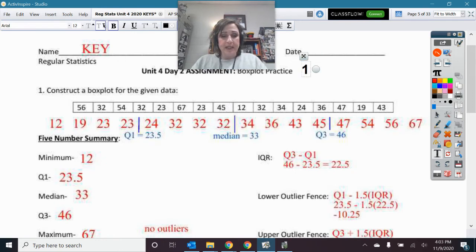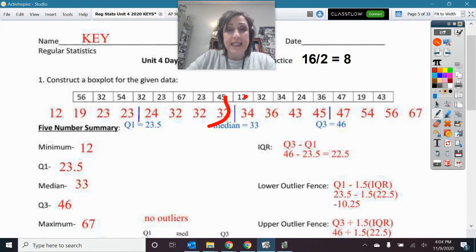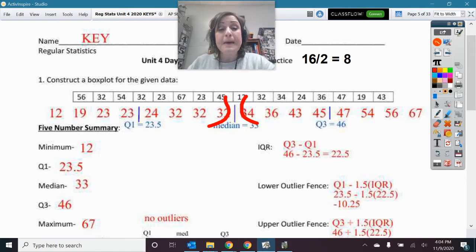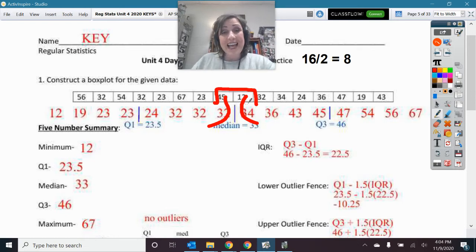So here we had 16 pieces of data. If I divide that by 2, in half, so I can find my median, then that's 8. Because that is a whole number and not a partial, I know I am splitting it into the bottom 8 and the top 8. So I have to average the 8th and the 9th piece of data to get my median. I added those and got the middle, 33. So that's why my median is 33.